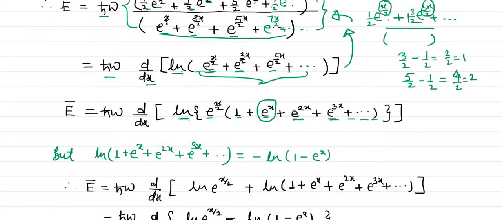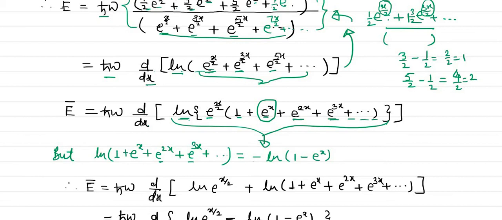What we have here, I have written: this series, log of 1 plus e raised to x plus e power 2x plus e power 3x and so on, will be the negative of log of 1 minus e power x. Or we can write it in reverse manner: log of 1 minus e power x is equal to negative of this. So instead of this bracket we can simply substitute minus log of 1 minus e power x.